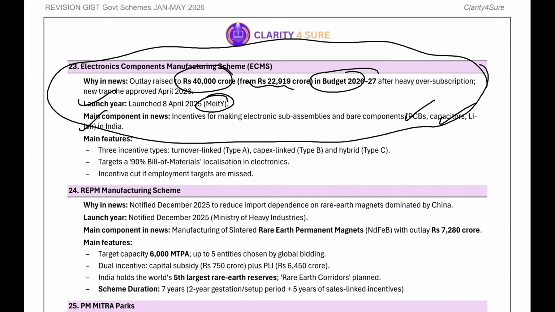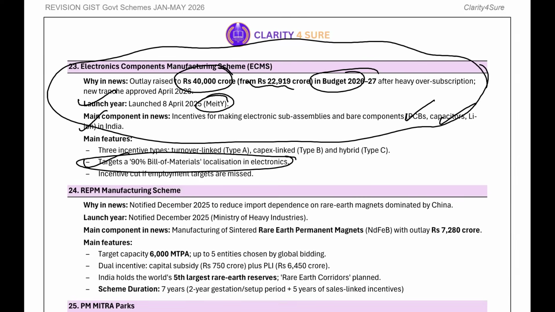Okay? So what exam keyword do you have to remember? It is electronic localization. You can remember a memory trick: it is a phone parts mission. What is this? Phone parts mission. Also remember one more thing: printed circuit boards. Very good. It is targeted at 90% bills of materials localization in electronics. Just remember this one data point.